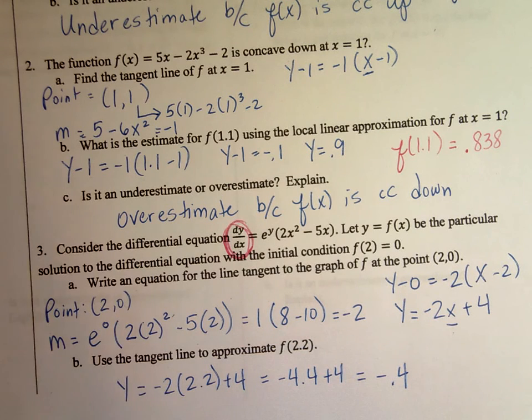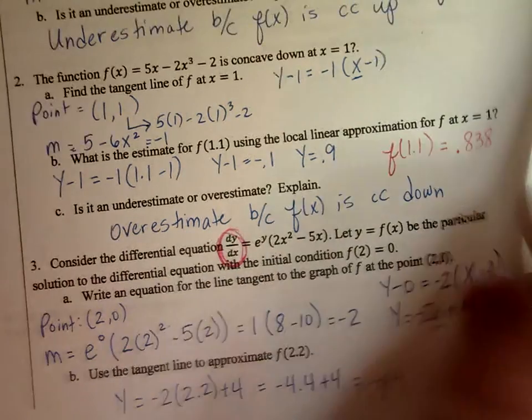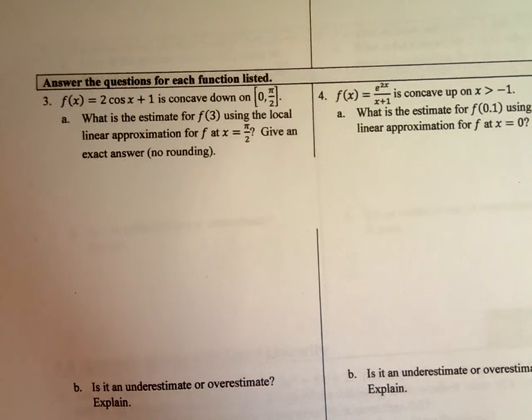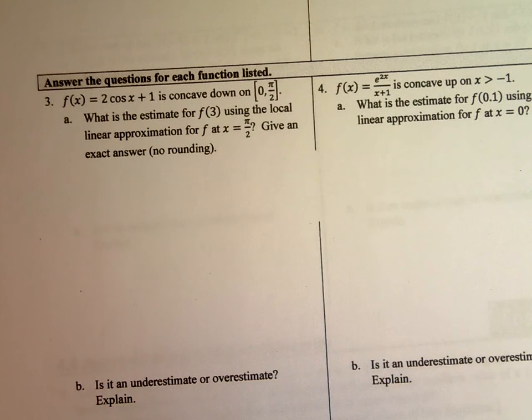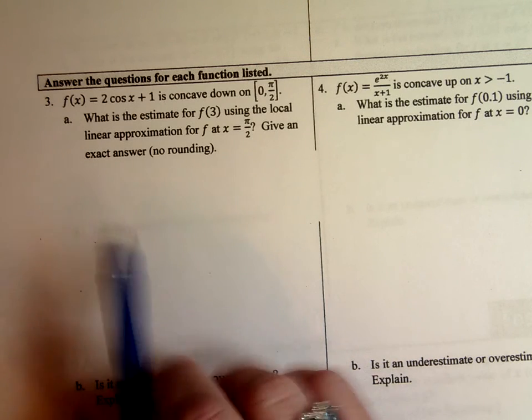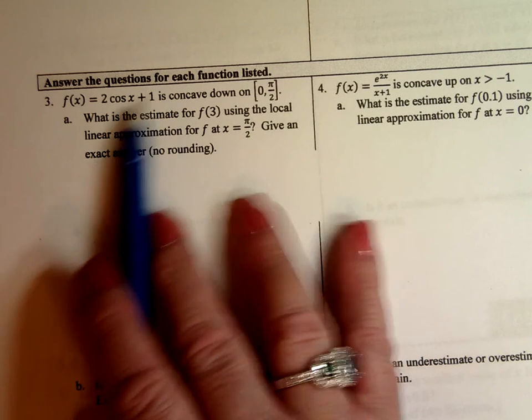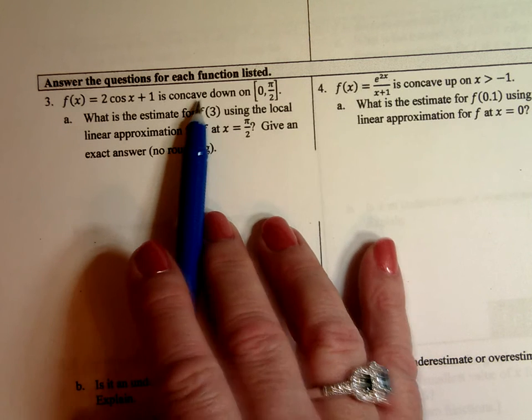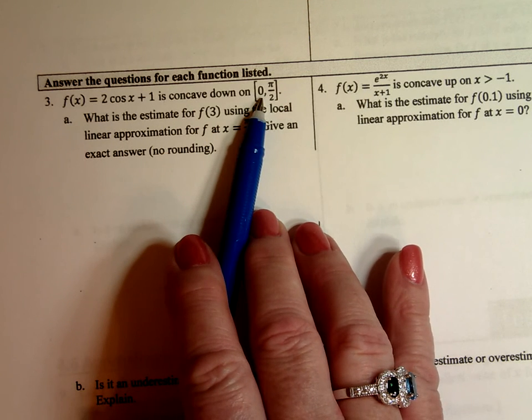So I'm going to pick a few practice problems. First one is number 3. Let me find my number 3. Here it is. I picked this one because it's a trig function one, and I know y'all love your trig. Answer the questions for each function listed. My function is 2 cosine of x plus 1. It's concave down on the interval between 0 and pi over 2.